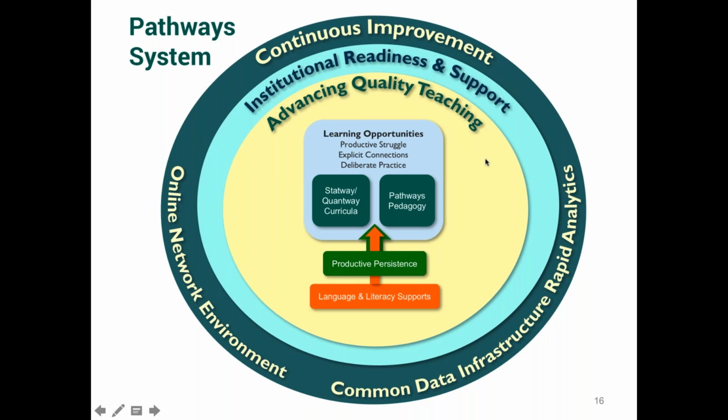And of course, all of that sits within a larger network of folks that are engaged together with common learning goals using a common data infrastructure that allows us to engage collaboratively in continuous improvement of all of these elements of the instructional system.